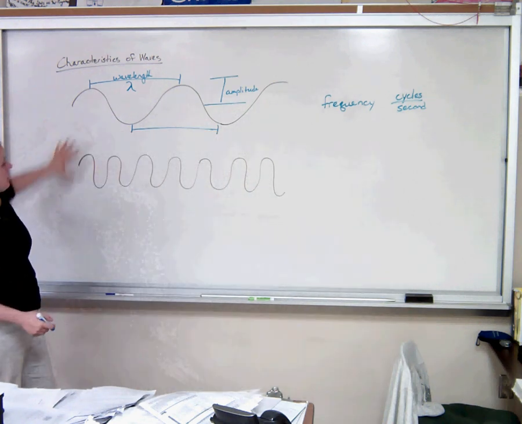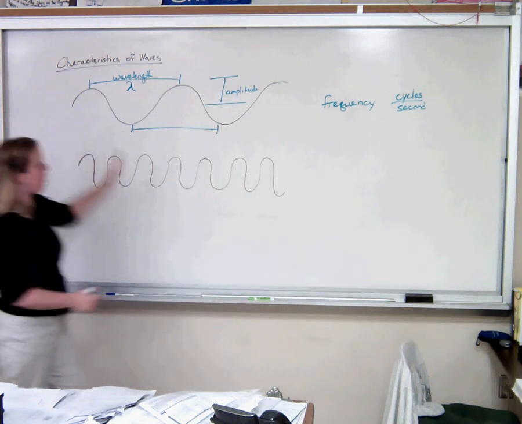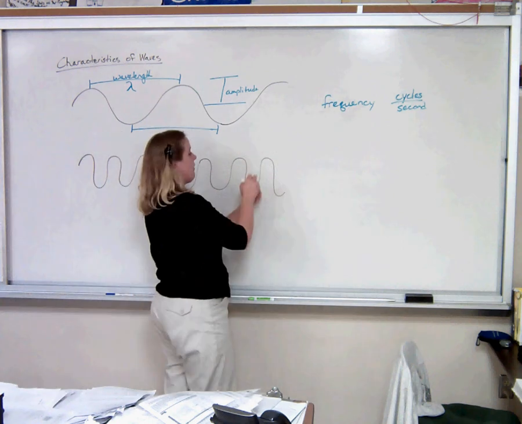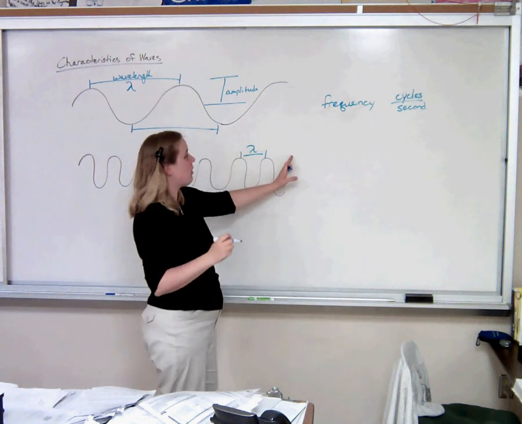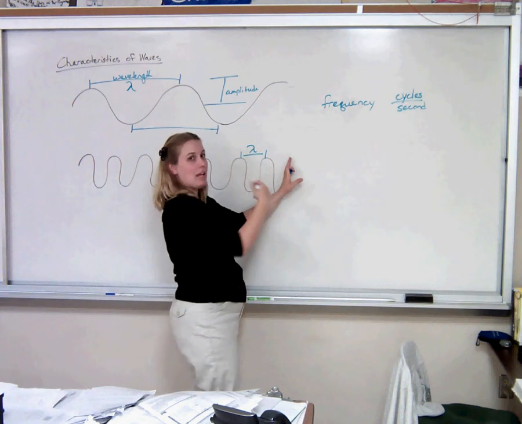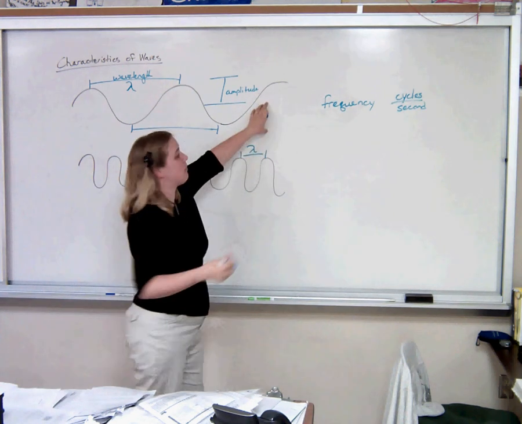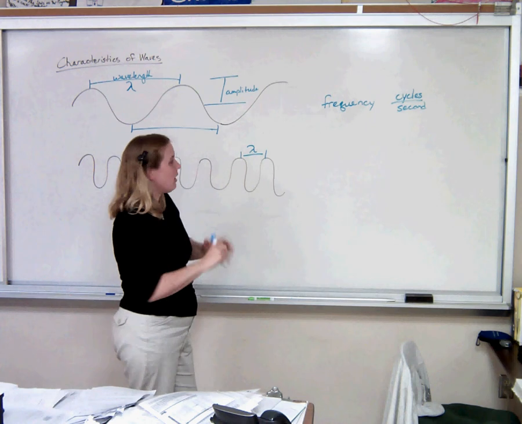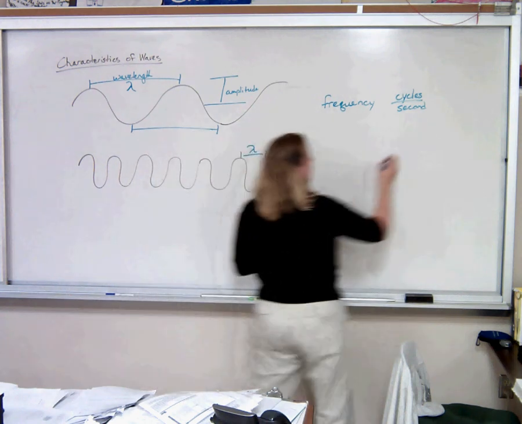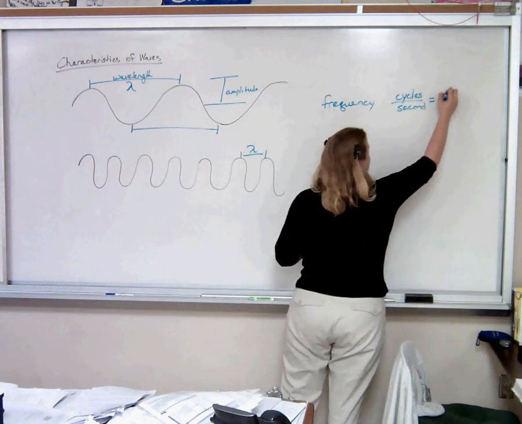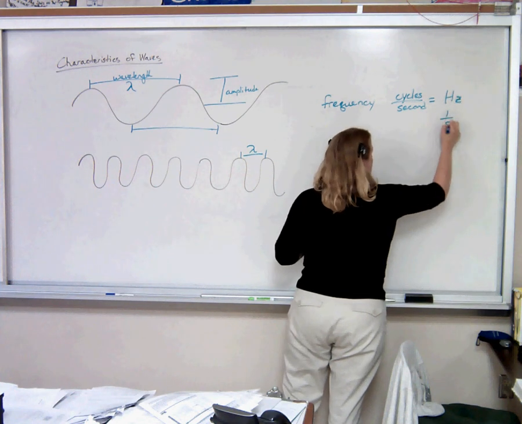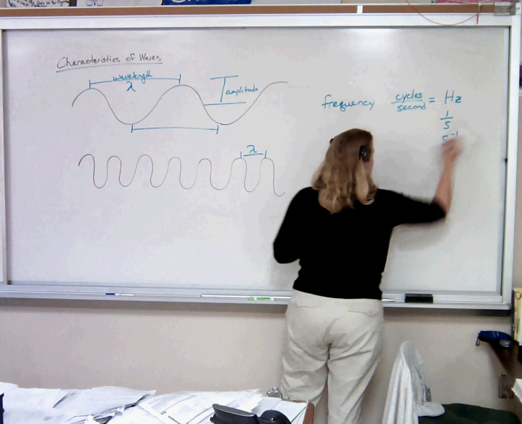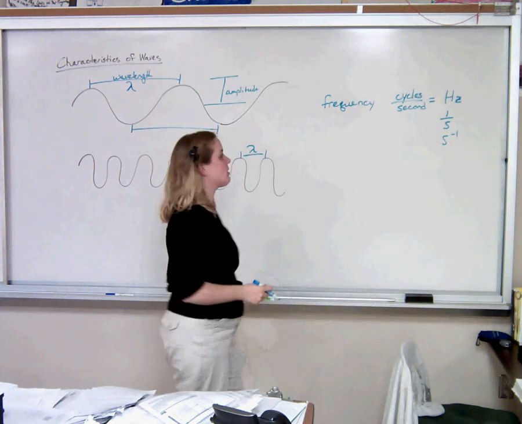So if you see this wave here, it's going to have a lot more wavelengths because its wavelengths are shorter. Since its wavelengths are shorter, more of them will get through my hand in the second than for a big wave like this. Frequency has a unit of hertz. Hertz is also inverse seconds, which is sometimes written seconds to the -1. It's the same thing as inverse second.